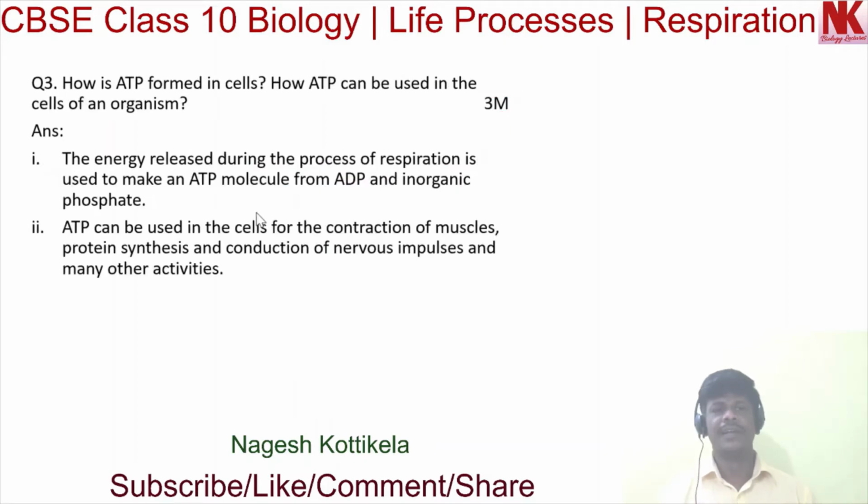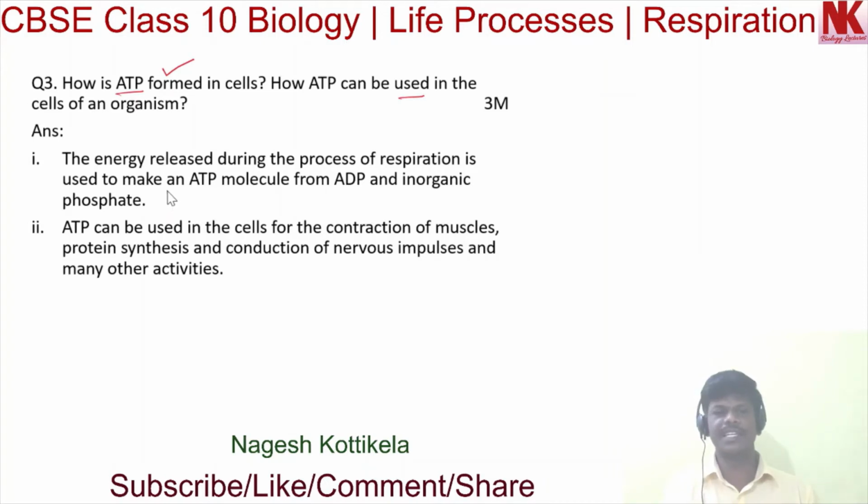Now, here is the next question, question number 3. How is ATP formed in cells? How can ATP be used in the cells of an organism? How is ATP formed in cells? For this, the answer can be written like this. The energy released during the process of respiration is used to make an ATP molecule from ADP and inorganic phosphate.